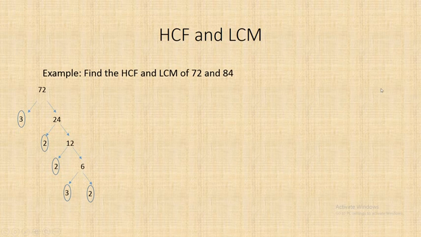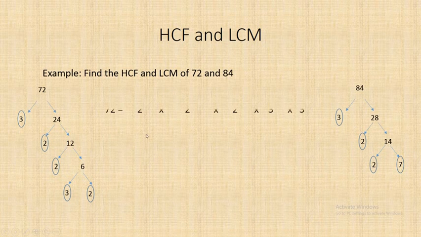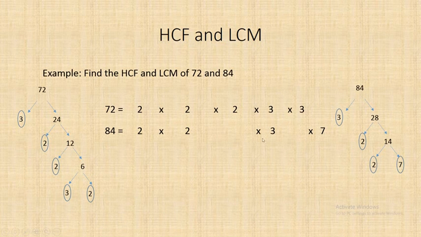Okay, let's go for 84. The 84 is equal to 3 times 28, circle the 3 because it's prime. 28 is equal to 2 times 14, so circle the 2. And 14 equals 2 times 7, where the 2 is prime and the 7 is prime, so circle both of them. And start to write down both as a product of its prime factors. So 72 equals 2 times 2 times 2 times 3 times 3. This is 72. And what about the 84? The 84 is equal to 2 times 2 times 3, with the 3 under the pair, and times 7. So look here, I'm putting the numbers under each pair.